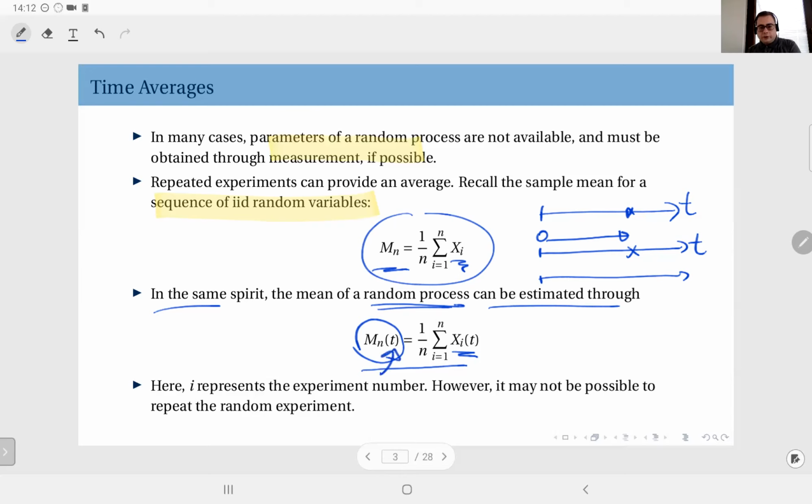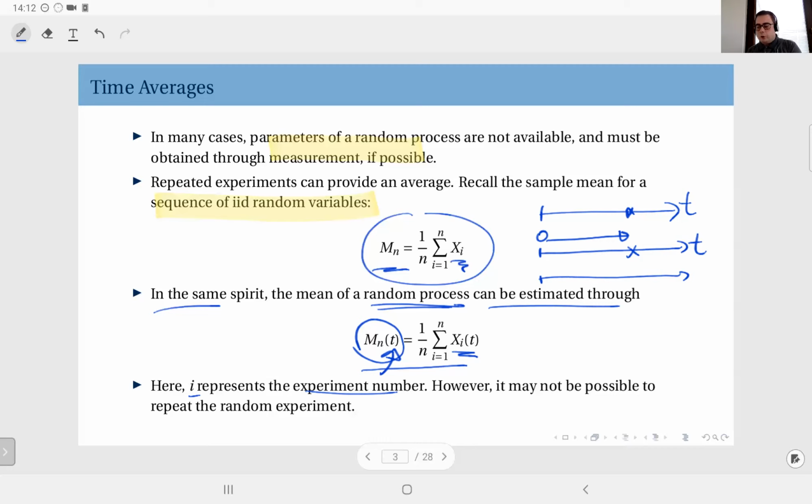Okay, remember, in general, the mean of a random process depends on time, but in this way, if your random process is suitable, if you can reset it, if you can run it multiple times, then you can do this. Here, of course, i represents the experiment number, but the problem is you cannot repeat all random experiments. For instance, physical phenomena, really, you may not be able to repeat them very accurately, at least.